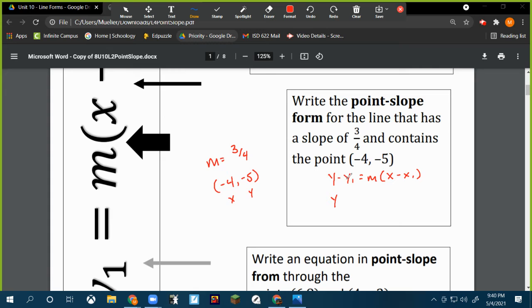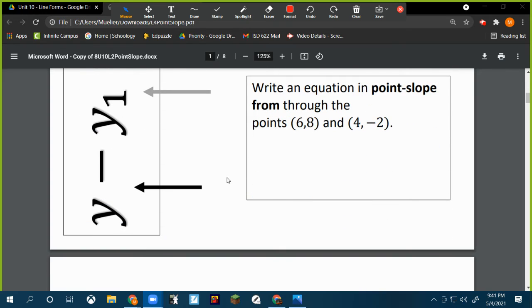Y, the opposite of the y coordinate. The y coordinate is -5, so the opposite of that is 5. M is 3/4. X, the opposite of the x coordinate, the opposite of -4 is +4. And you're done. This is a linear equation. If you graph this, it would be a line on the graph, and we'll see that later on. Okay? Opposite of the y, opposite of the x. Pause it if you need to write those down. I'm going to clear it out here.